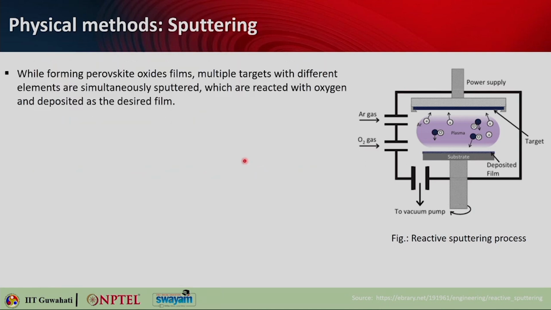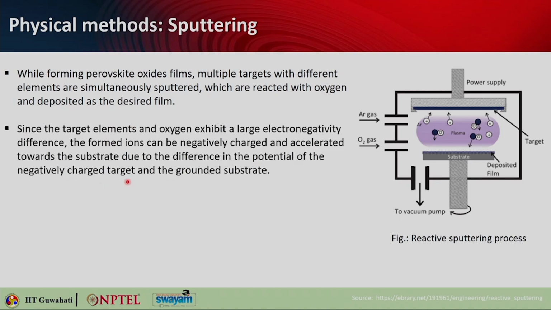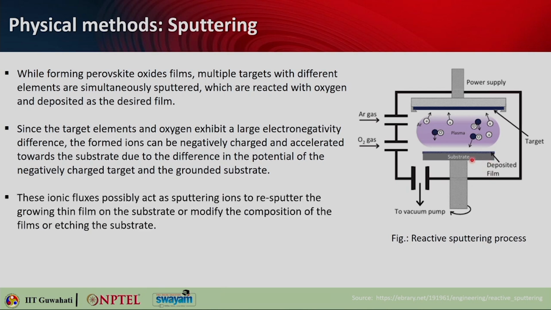So while forming perovskite oxide films, multiple targets with different elements are simultaneously sputtered, which are reacted with oxygen, and they deposit as the desired film. Since the target elements and oxygen exhibit a large electronegativity difference, the formed ions can be negatively charged and they can be accelerated towards the substrate due to the difference in the potential of the negatively charged target and the grounded substrate. Okay. So the substrate is grounded. Okay. These ionic fluxes possibly act as sputtering ions to re-sputter the growing thin films onto the substrate, or modify the composition of the films, or etch the substrate.